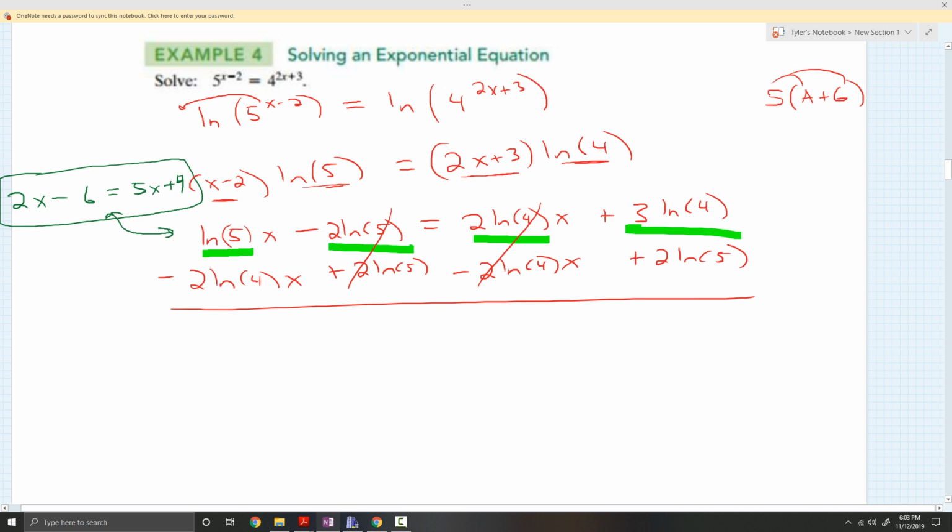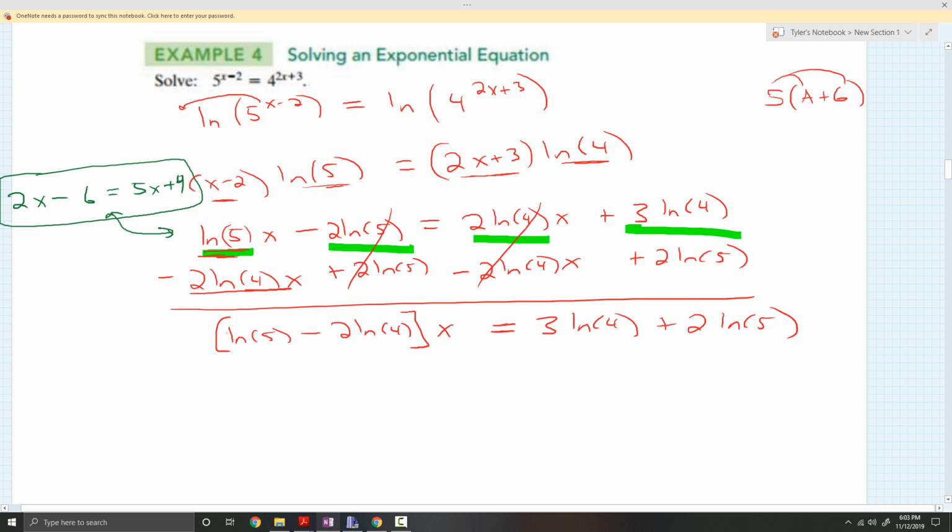So then what I'll have on the left-hand side is the natural log of 5 minus 2 times the natural log of 4, and this is all times x, right? Because when we subtract, we subtract their coefficients. So that's why I'm subtracting the amounts times x. And then this would be equals, and then we would have 3 times the natural log of 4 plus 2 times the natural log of 5. Right? And again, this is just one number on the right-hand side.